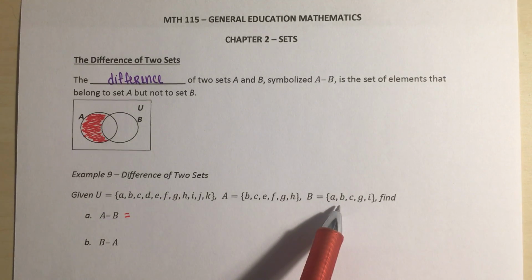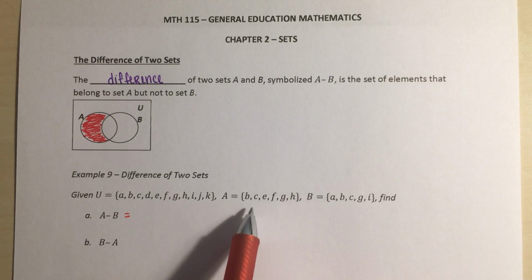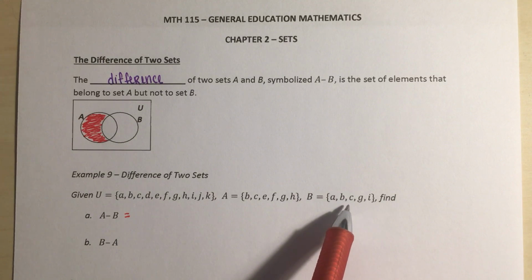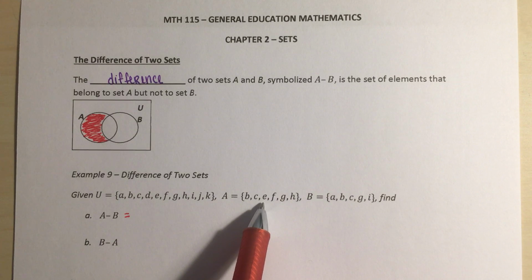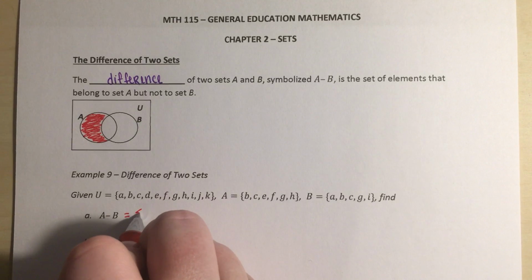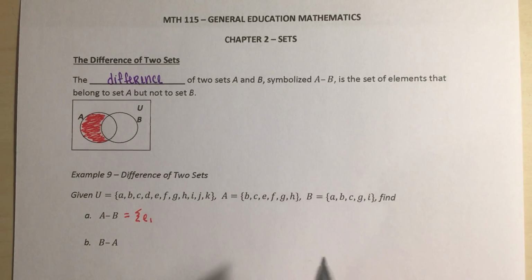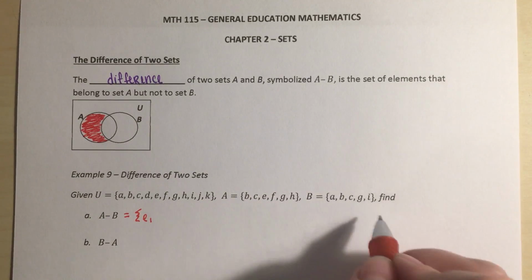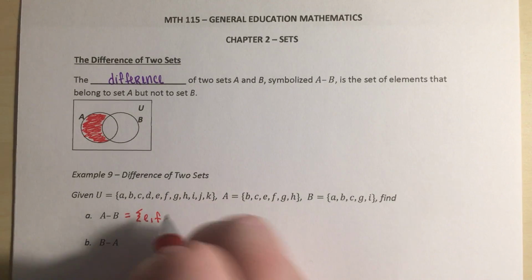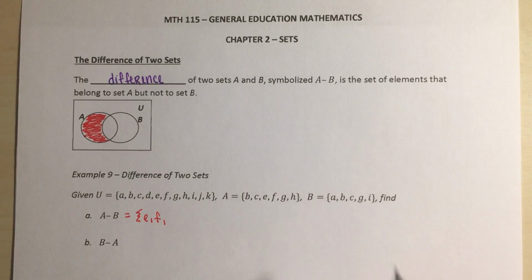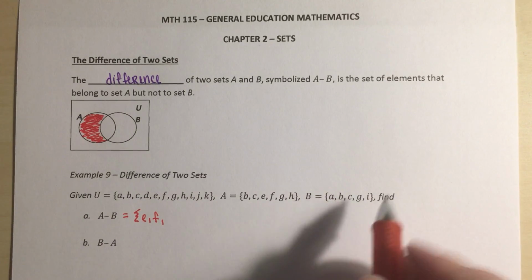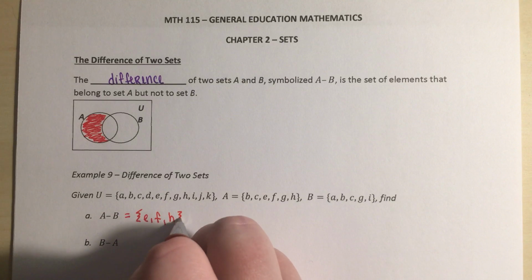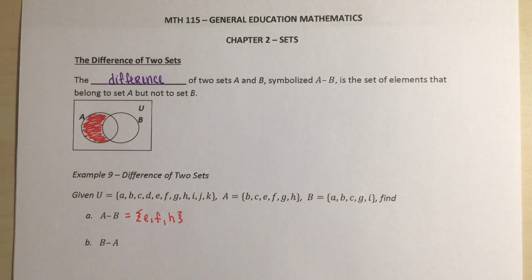B, well, that's in set B, so that won't work. C is also in set B, so we can't use that. E is in set A but not B, so E is going to be our first element in this difference. F is only in this set, because it's not in set B. G is in both, so we can't use it. H is just in set A, it's not in set B. So we end up with E, F, and H for our difference.